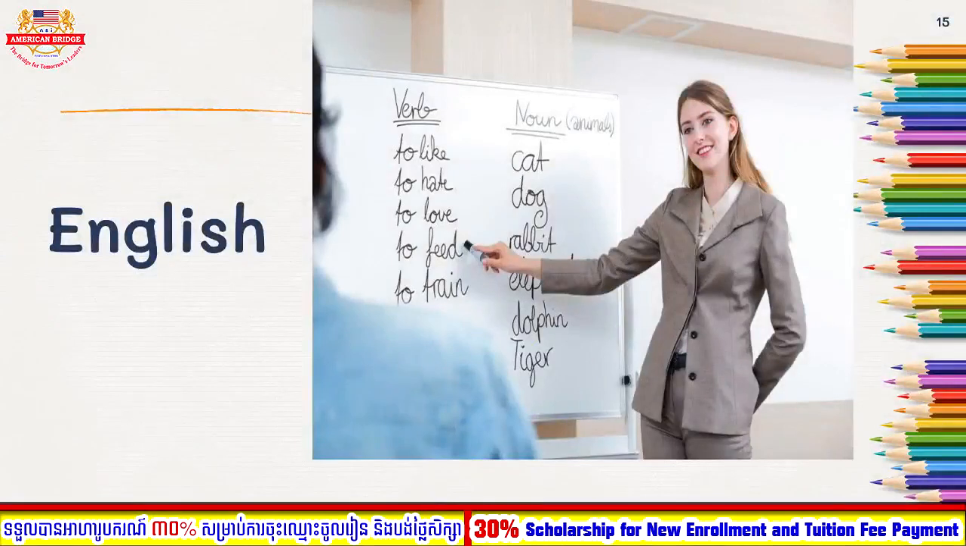The next one is talk about English. As you know already, in the school subject we always have English because they want the students to know a lot of words, and they want the students to know how to speak English also, right? You can see in this picture that the teacher teaches the students the English words, that have cat, dog, rabbit, elephant, dolphin, or tiger, right? So now let's move to the next one.